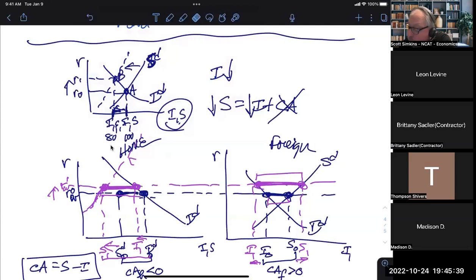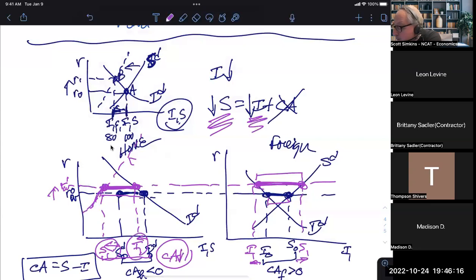So what's happened? Saving has gone down. I knew that. Investment's gone down. And the current account has gone down. So now in the open economy, what's happened? Saving went down. Investment went down. And the current account went down. So if saving went down by 100, in the closed economy, investment would have gone down by 100. In the open economy, though, this might be 60 and 40. Right? It's split between the current account and investment.